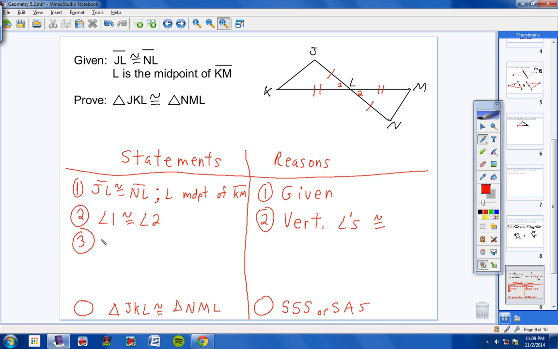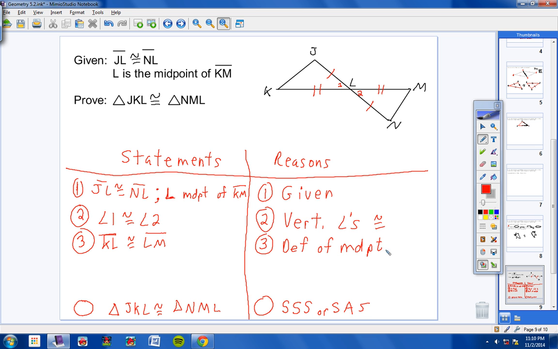I can state that KL is congruent to LM. How can I state that? What's my reason? Well, look at what you've written so far. What is L? L is the midpoint of KM. L is in the middle. So over here I'm going to put this. I'll copy this down, okay? Definition of midpoint.